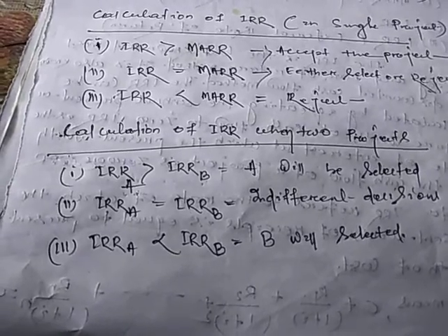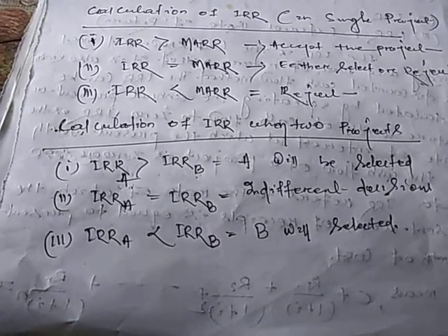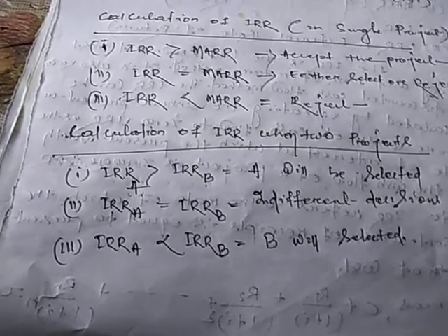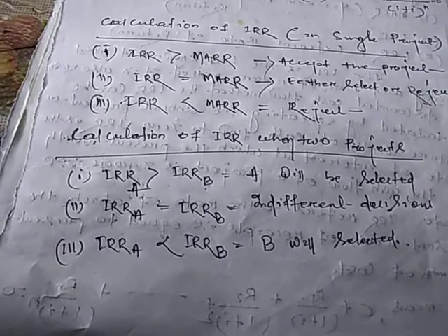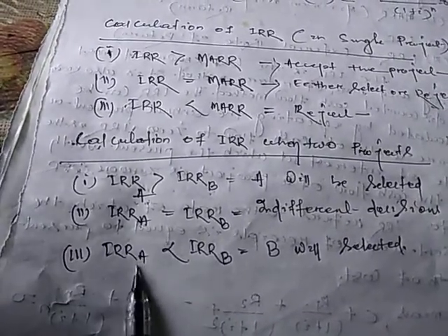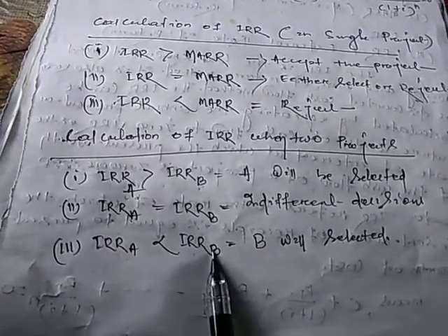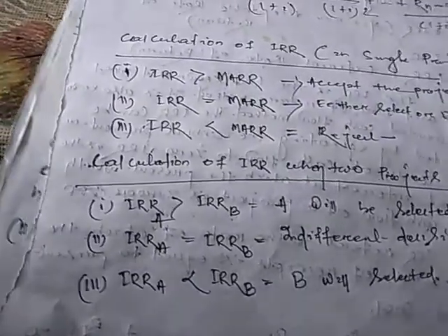And when the internal rate of return of both projects is equal, that is IRR A is equal to IRR B, then the decision is indifferent. We cannot find out the decision, either select or reject. Then if IRR A is less than IRR B, you see here, B will be selected, right? This is for calculation purposes.